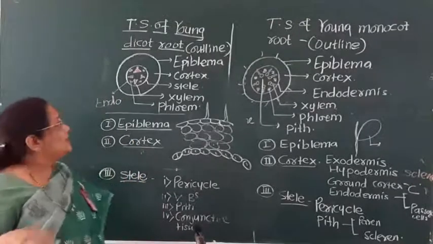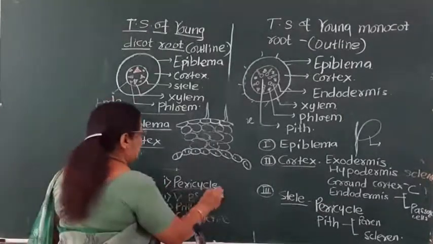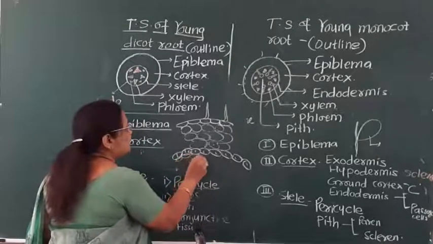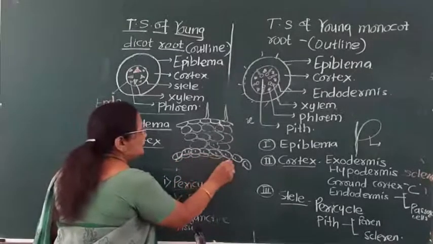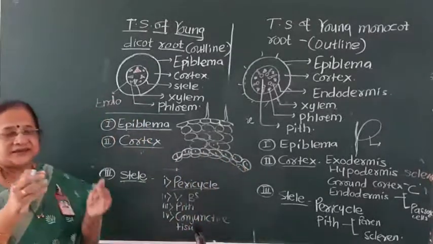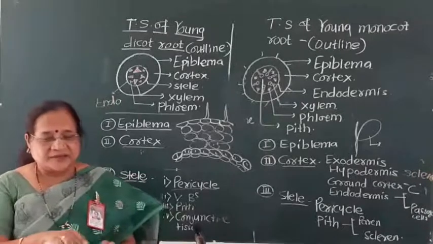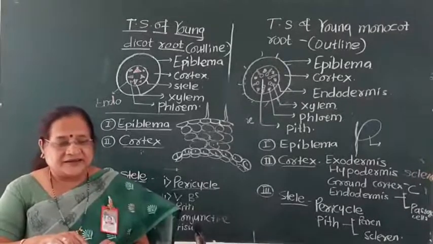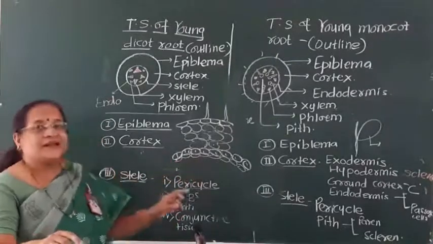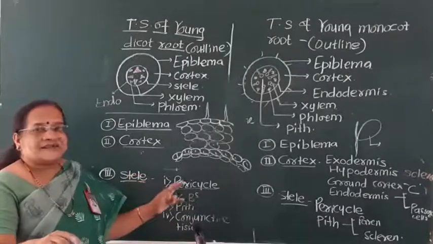In this stele, the first tissue we get is the pericycle. So what is this pericycle? Pericycle is the outermost layer of the stele. The stele starts from the pericycle, and on the inner side of the endodermis we find the pericycle. Inside that pericycle is the stelar tissue.